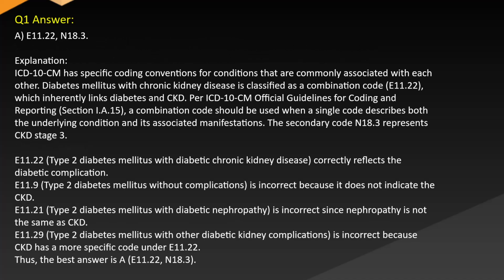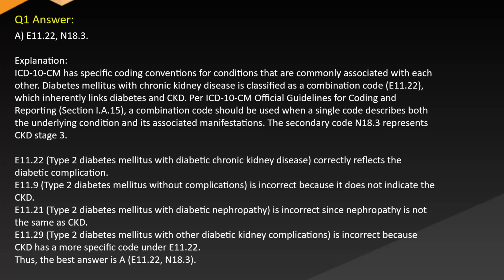Answer A. E11.22, N18.3. Explanation. ICD-10-CM has specific coding conventions for conditions that are commonly associated with each other. Diabetes mellitus with chronic kidney disease is classified as a combination code, E11.22, which inherently links diabetes and CKD, per ICD-10-CM official guidelines for coding and reporting, Section I.A.15. A combination code should be used when a single code describes both the underlying condition and its associated manifestations. The secondary code N18.3 represents CKD stage 3.